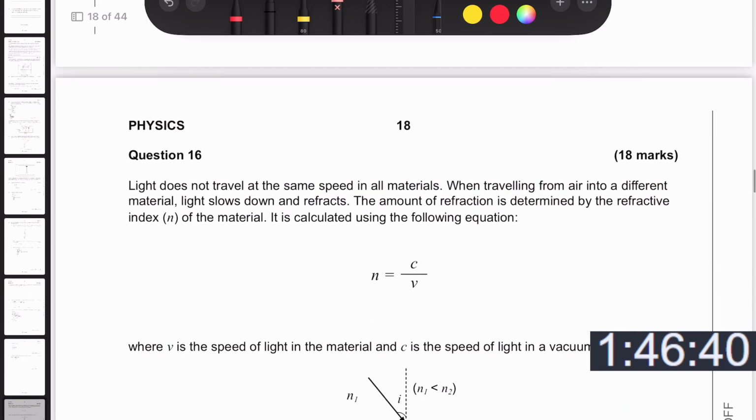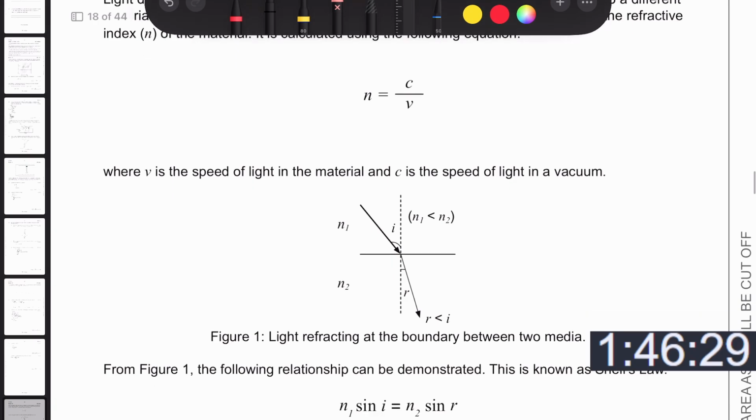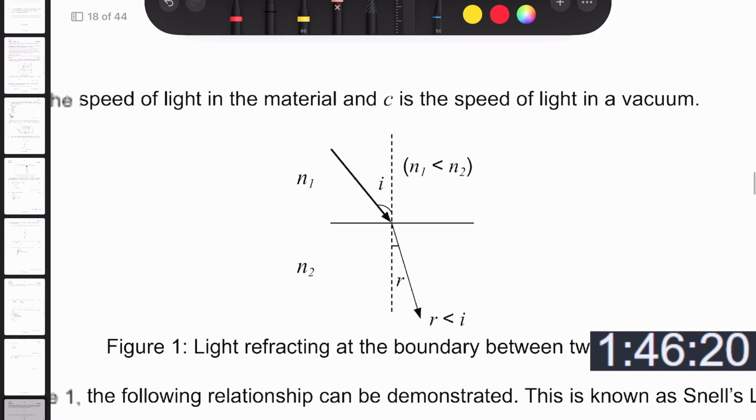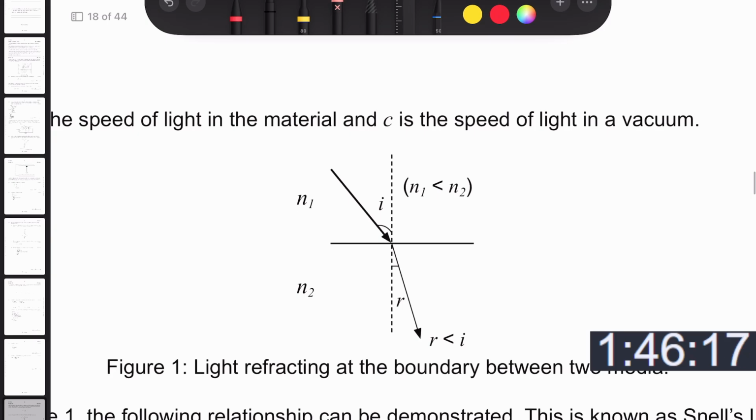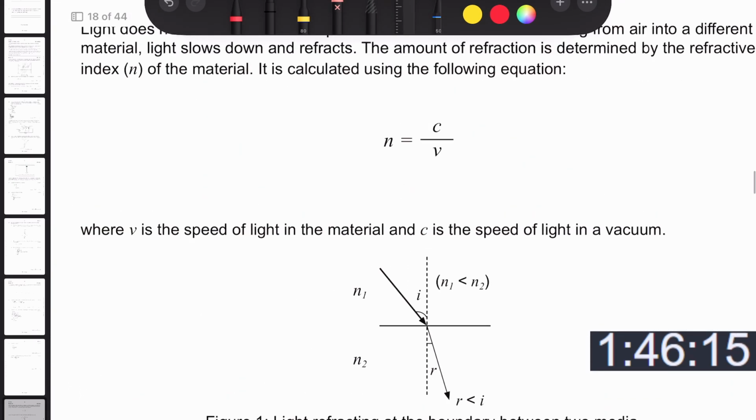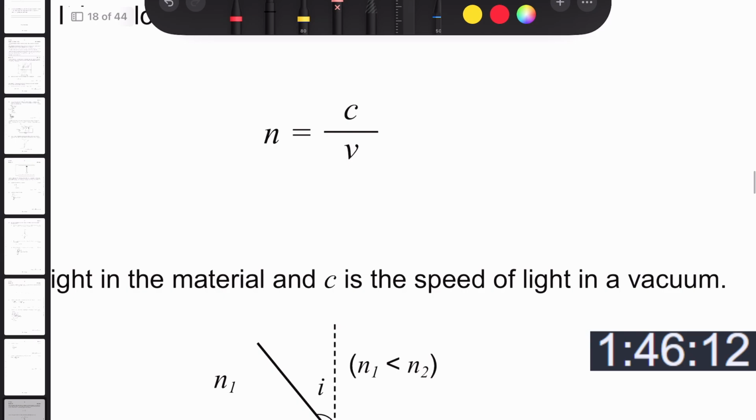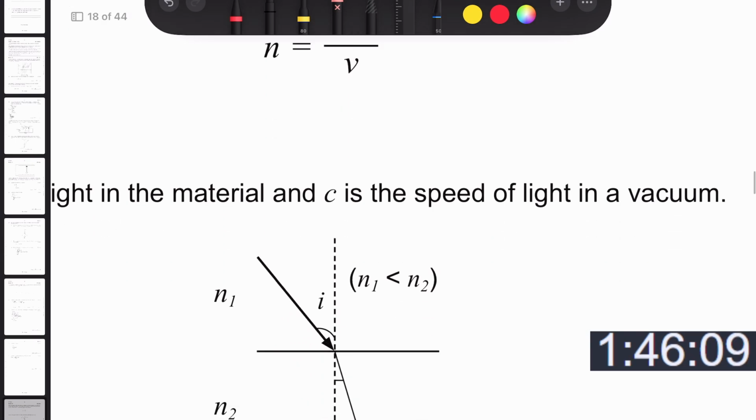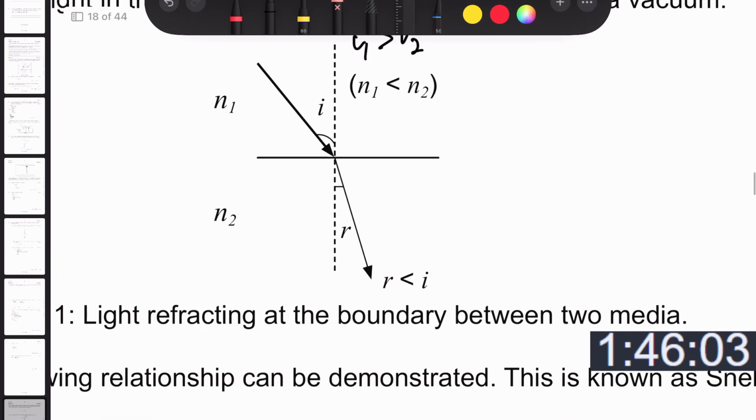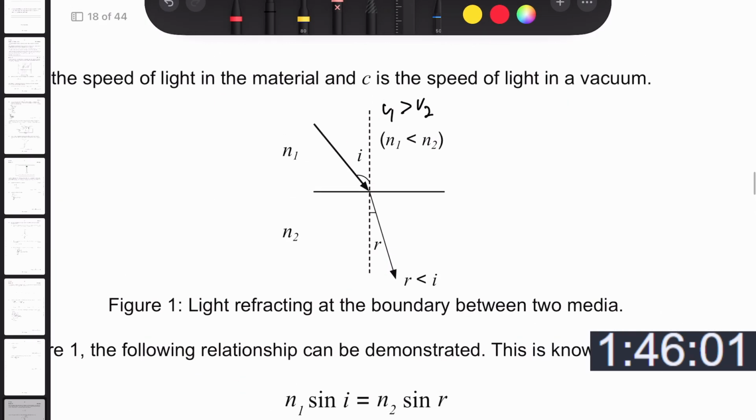Okay. Light does not travel at the same speed in all materials. When traveling from air to a different medium, light slows down and refracts. The amount of refraction is determined by the refractive index. It's calculated by the following, where V is the speed of light in the medium and C is the speed of light in a vacuum. Between 2 mediums, N1 less than N2. So if N1 is less than N2, then velocity 1 is greater than velocity 2. So light travels faster.